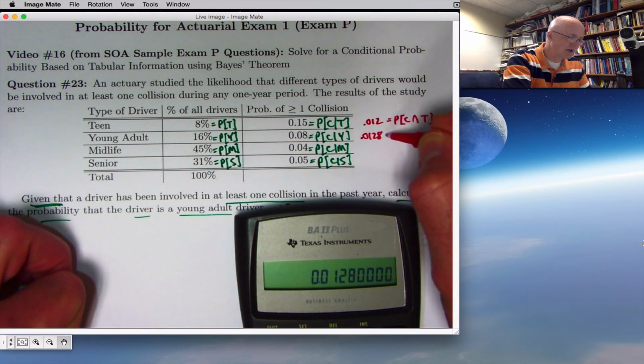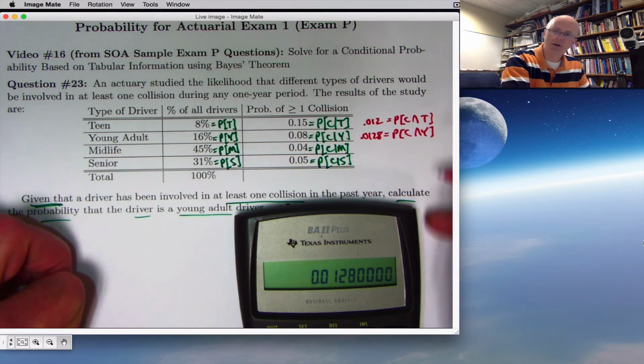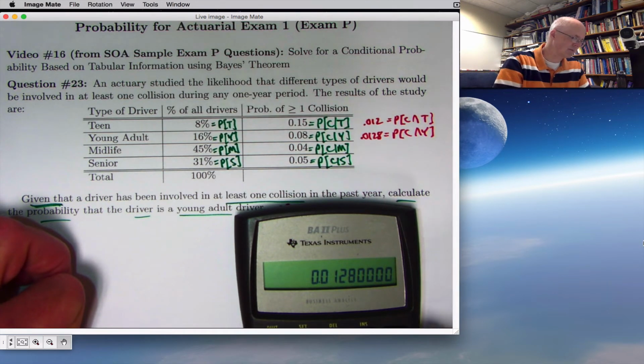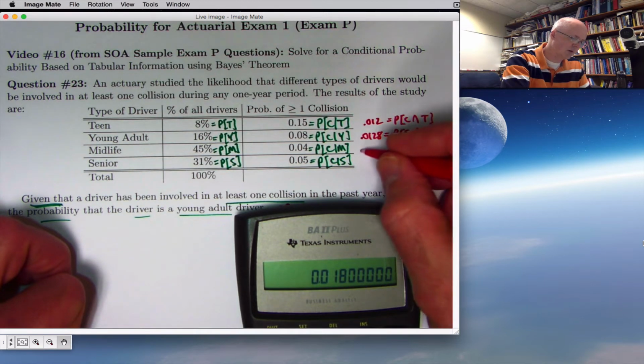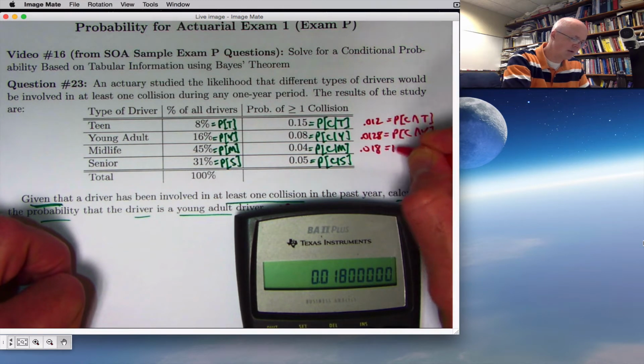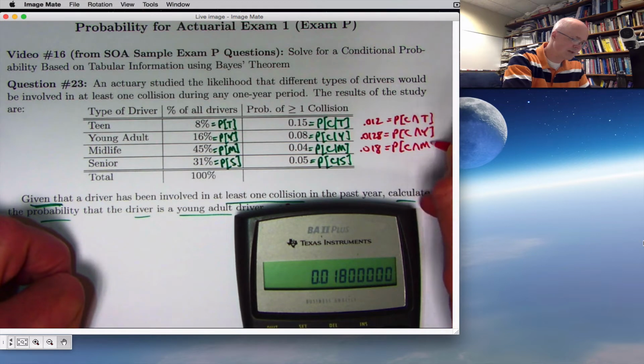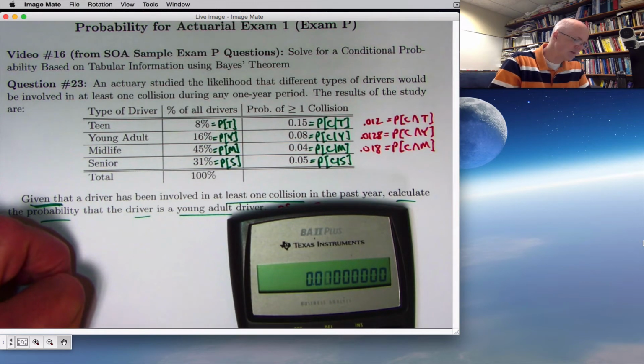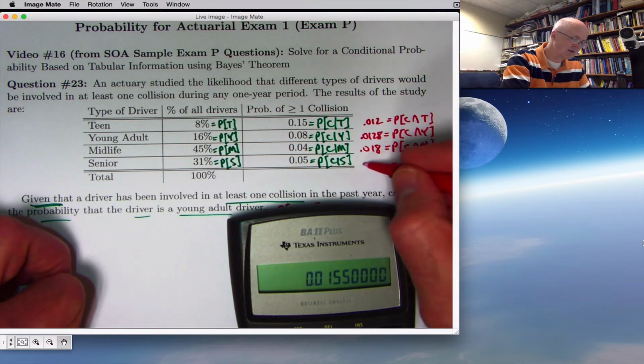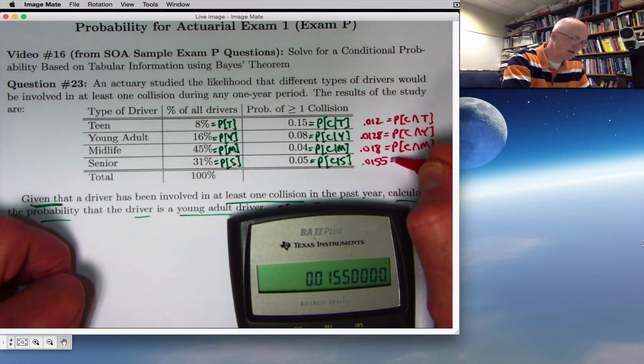By the general multiplication rule, that is the probability of C and Y. These are unconditional probabilities. We're not assuming anything that is known ahead of time in writing these probabilities here. 0.45 times 0.04 is 0.018, that would be the probability of C and M. Intersection symbol again means and. And finally 0.31 times 0.05 is 0.0155, the probability of C and S.